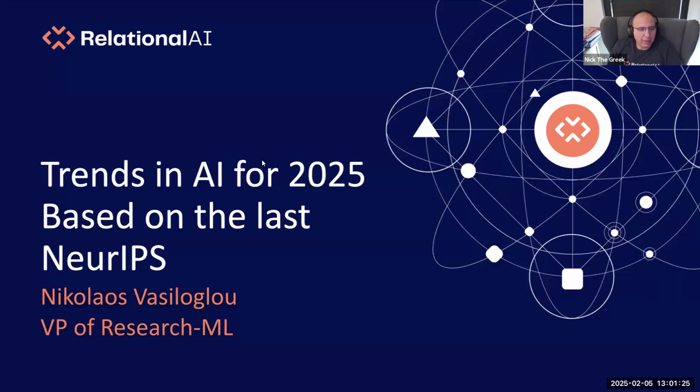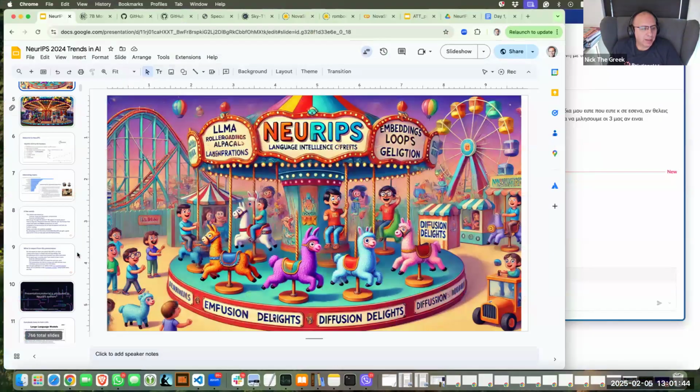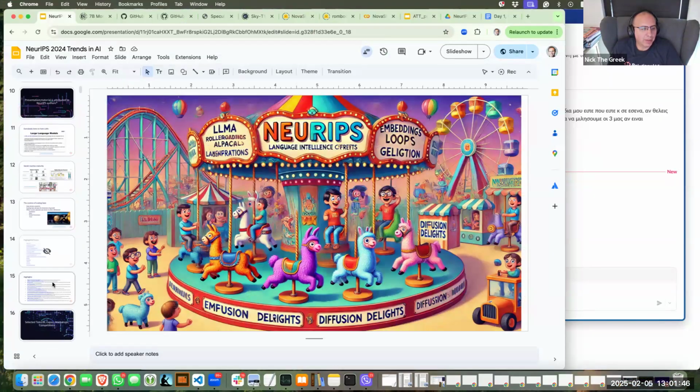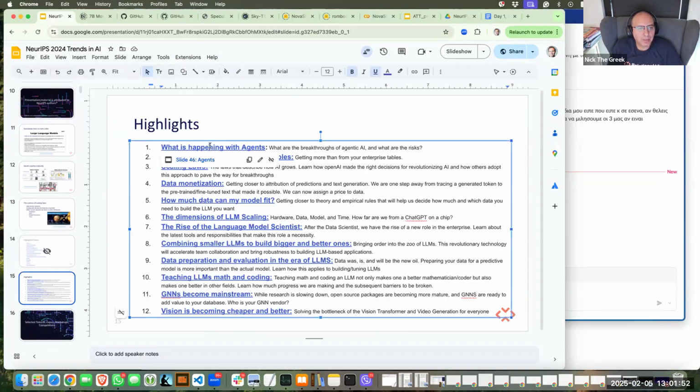Welcome, everybody. This is Trends in AI for 2025, based on the latest NeurIPS, or as we call it, 12 Days of NeurIPS, Day 2. As I mentioned, we're going to start diving deeper into one of these 12 areas. Today is what is happening with agents.